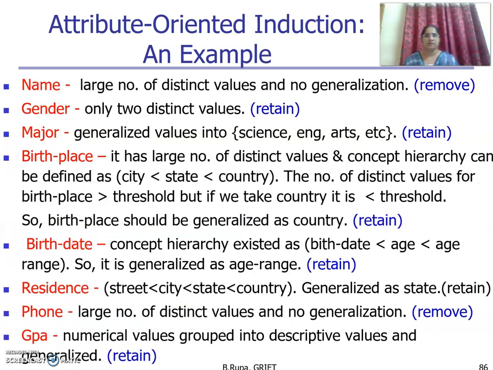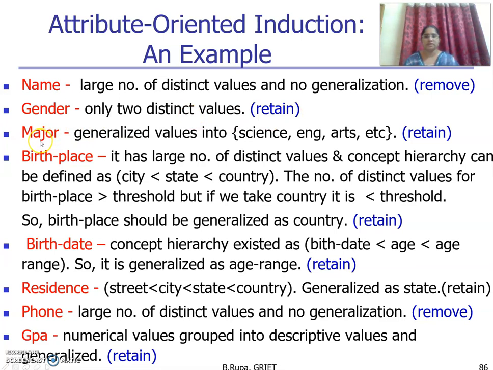We will see what attributes are available here: name, gender, major, and so on up to GPA. For name, there is a large number of distinct values and no generalization. We have different kinds of names, all distinct values, so we can remove this attribute. For gender, only two distinct values are available, either female or male, so we can retain that one.